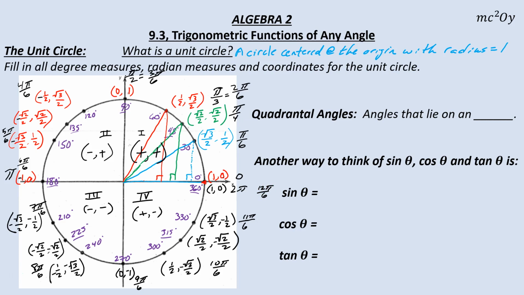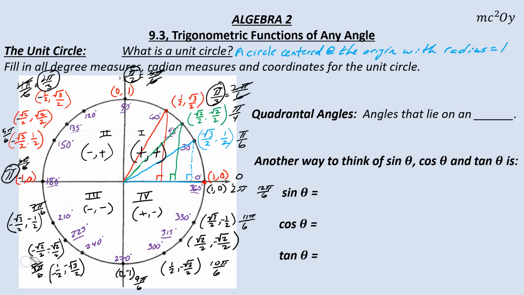I need to reduce, right? Well, we've already reduced 2 pi over 6. It's pi over 3. We've reduced 3 pi over 6, pi over 2. 4 pi over 6 becomes 2 pi over 3. Okay, so these are the correct ones here. 5 pi over 6. 6 pi over 6 reduces to pi. 7 pi over 6. 8 pi over 6 reduces to 4 pi over 3.